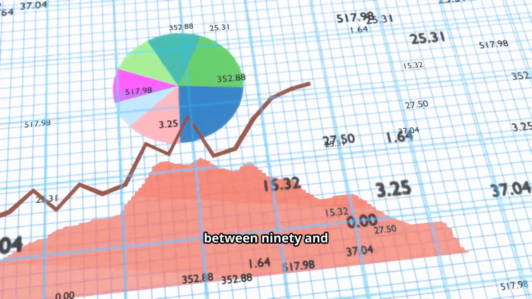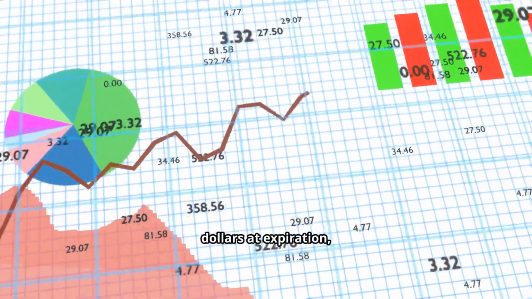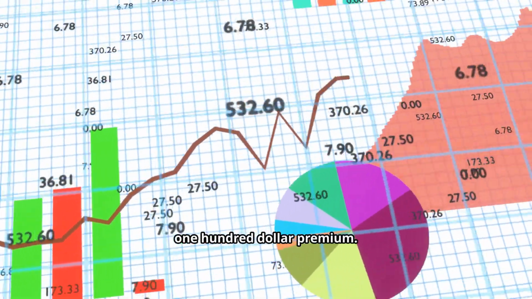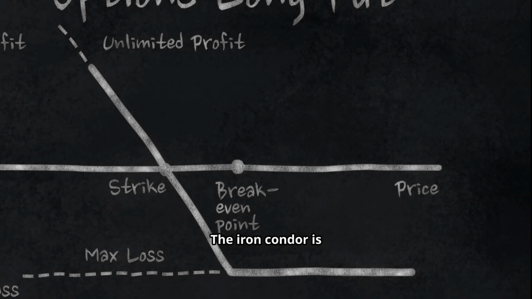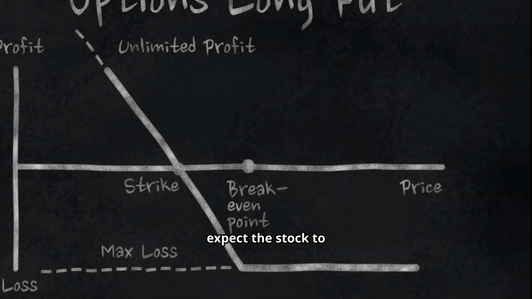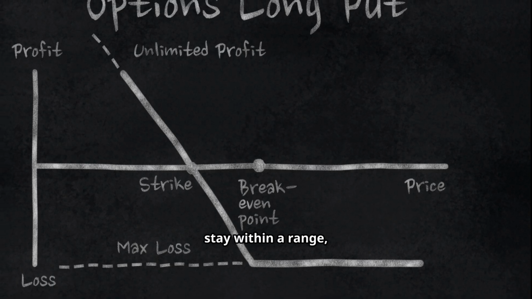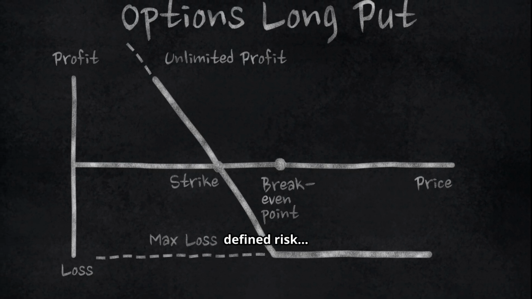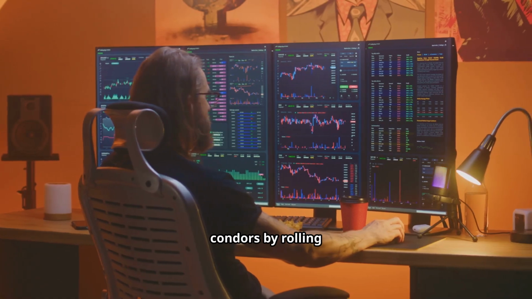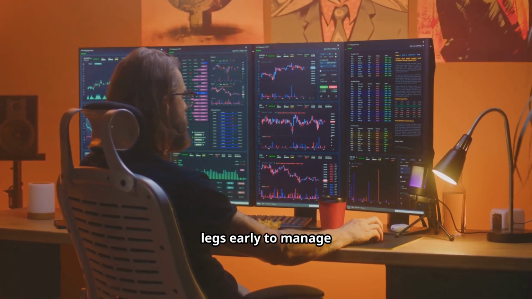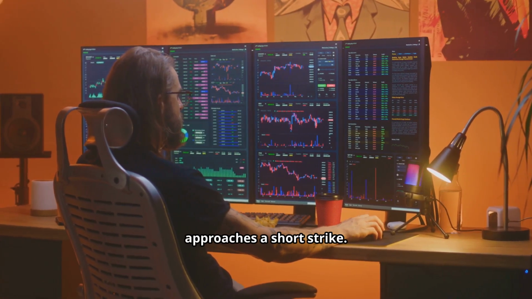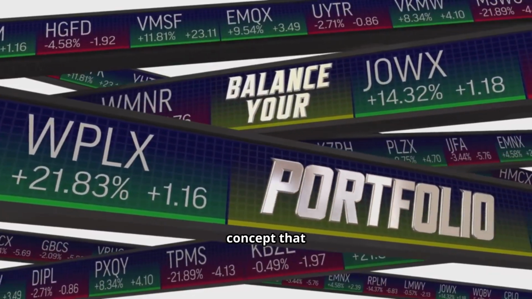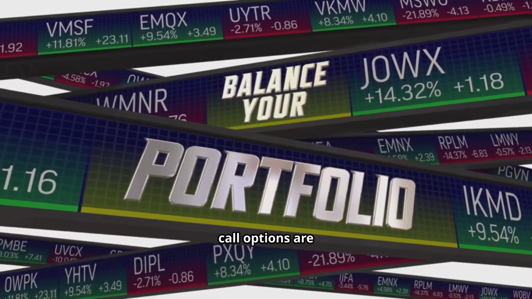If the stock stays between $90 and $110 at expiration, all options expire worthless, and you keep the $100 premium. The Iron Condor is designed for situations where you expect the stock to stay within a range, offering a way to benefit from low volatility with defined risk. You can adjust Iron Condors by rolling strikes or closing legs early to manage risk if the stock approaches a short strike.